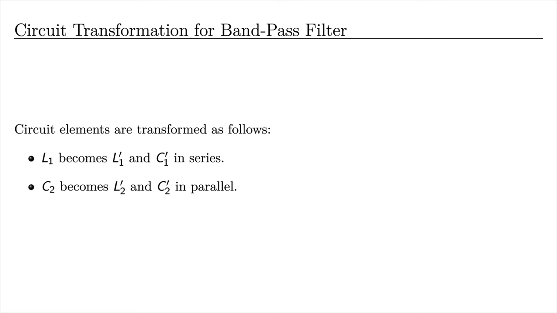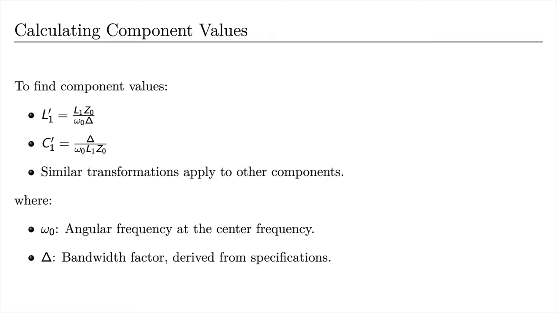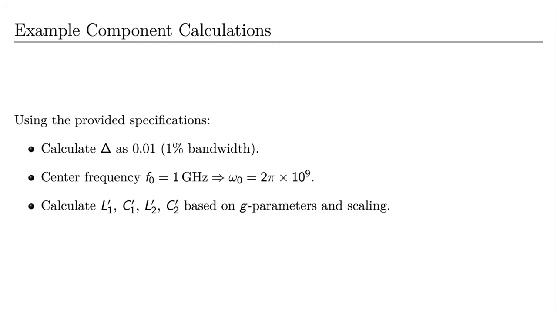Component values are calculated as follows: L1 prime equals L1 times Z naught over omega naught times delta. C1 prime equals delta over omega naught times L1 times Z naught, where omega naught is the center angular frequency and delta is the bandwidth factor. Using a bandwidth factor of 0.01 for 1% bandwidth, center frequency f naught equals 1 GHz, which implies omega naught equals 2 pi times 10 to the 9th. Calculate L1 prime, C1 prime, L2 prime, and C2 prime based on g parameters and scaling.